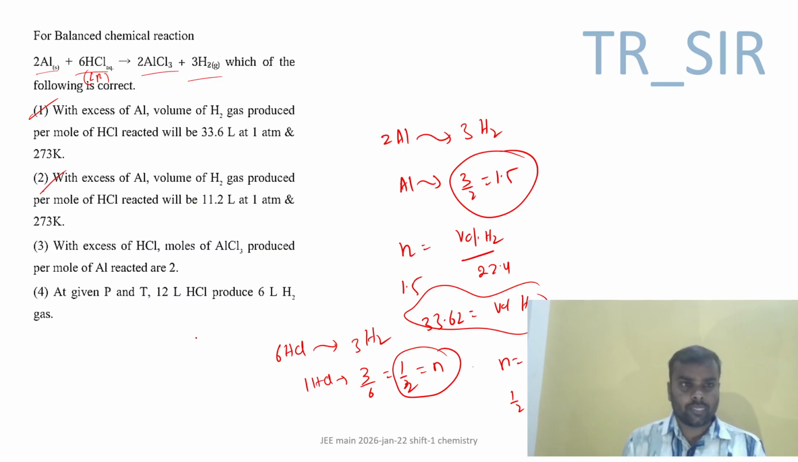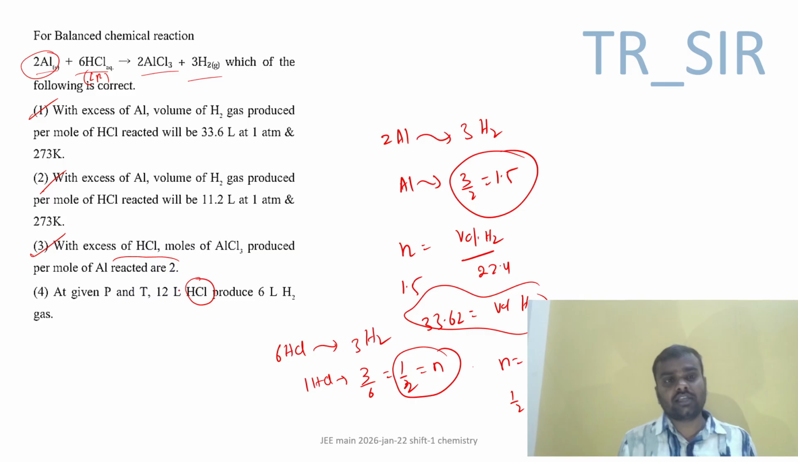So 2 is correct. With excess of HCl, moles of AlCl3 produced per mole of aluminium reacted, here only 2 is reacting. Now this is correct, so 1 to 3 correct and the fourth will be wrong only. Why wrong? HCl will not produce the volume, because here we have taken aqueous condition. So 4 is the wrong statement.